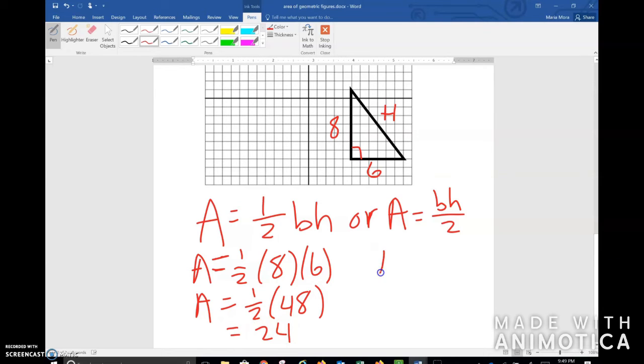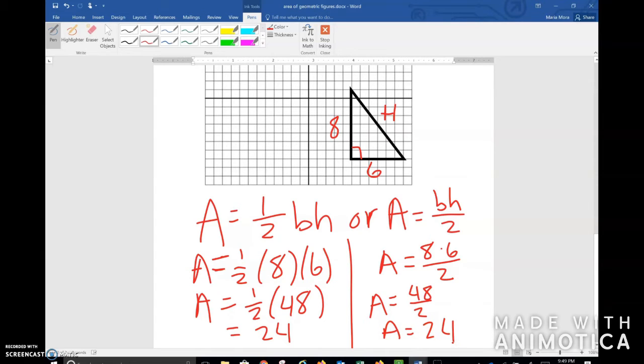Or if you use this formula, this will also be 8 times 6 divided by 2. You do the numerator first. So that's 48 divided by 2, and the area is 24. And you may use a calculator as well.